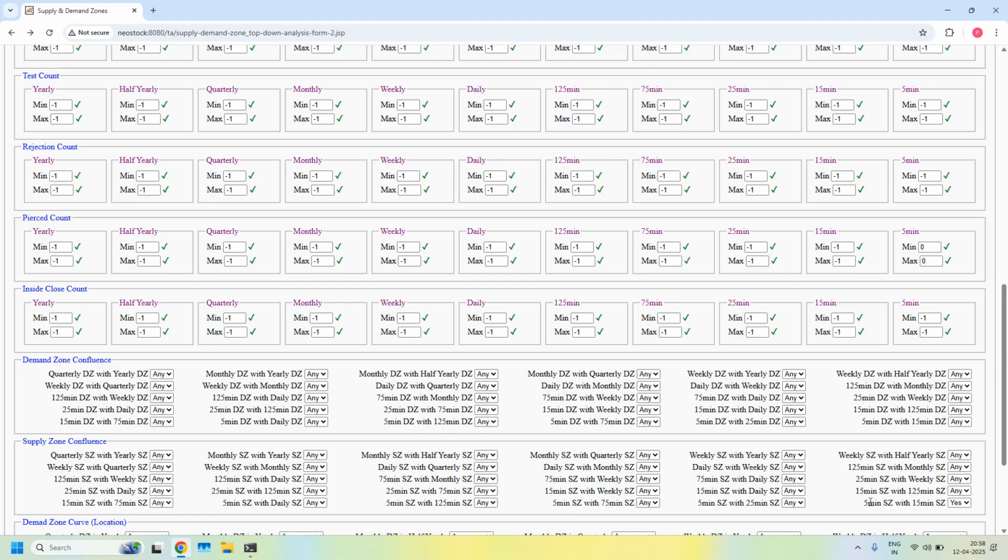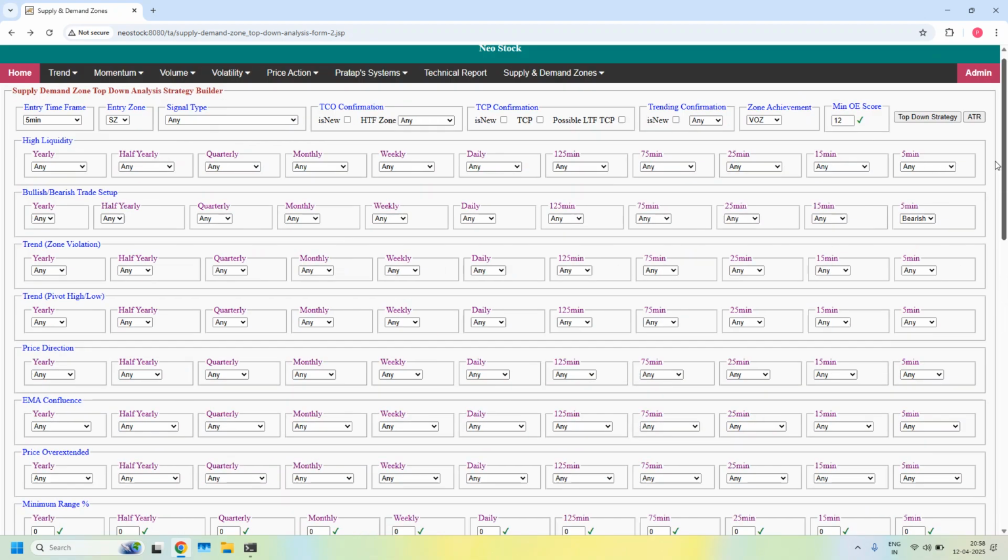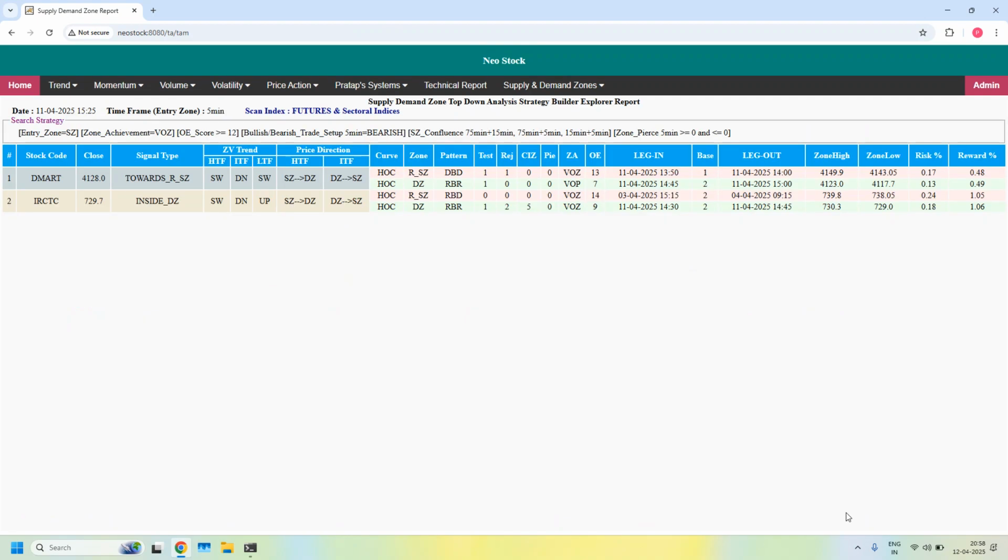Supply zone, 3 filters. This is the first filter. Second filter, 5 minutes with 75 minutes zone confluence. 15 minutes with 75 minutes zone confluence. With all the 3 filters, we got 2 stocks. These 2 are overlapped zones. These 2 5 minutes supply zones are overlapped inside 75 minutes supply zone. So this is hourly income trade reports.